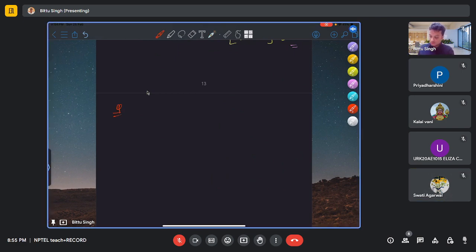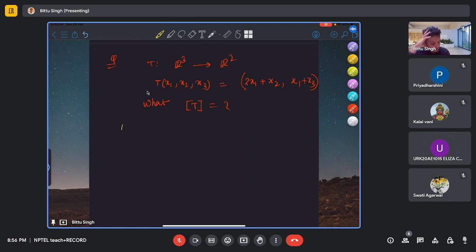So, question. Suppose T is a linear transformation from... let us consider another thing. Suppose this is actually R3 to R2. So T is defined this way: T of (x1, x2, x3) is (2x1 plus x2, x1 plus x3). Now the question is, what will be the matrix representation of T? 2, 1, and 0, sir. The first two. Okay. So what will be a basis for R3?